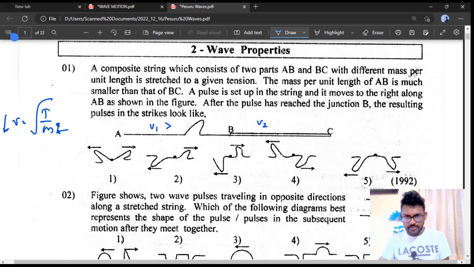Then now we are asked to find the resulting pulse, right? How it should be. Now you see that there are two pulses. Each of these answers has given two pulses. Now we have just sent one pulse. Why are there two?